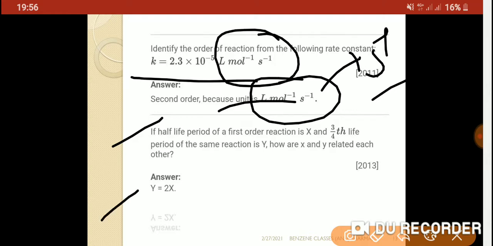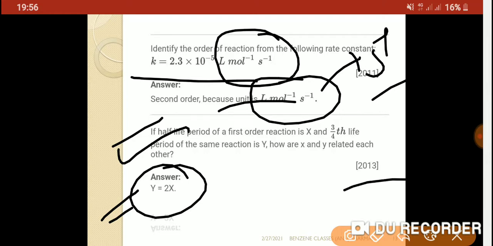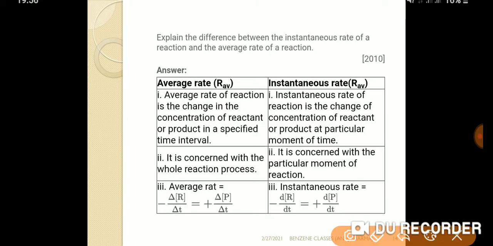The answer is y equal to 2x. Okay, this question is not giving the full answer, so I will give you the answer to this question in the next session. So you have to mark this question, and the answer is y equal to 2x. You can solve it yourself. This belongs to the 2013 CBSE board. Okay, move on to the next slide.